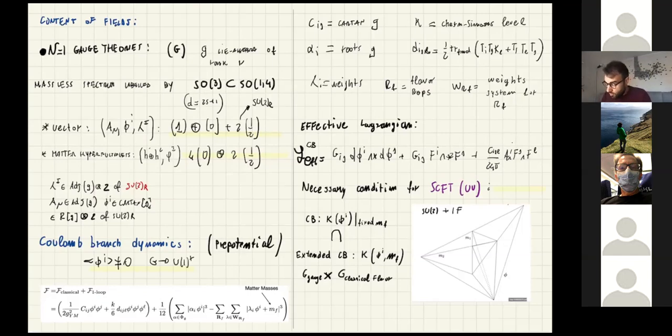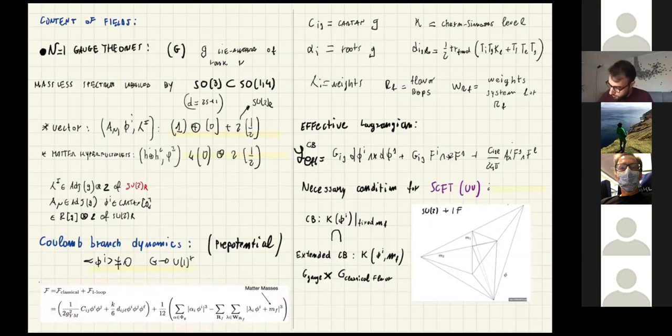And in this Coulomb branch, we have a quantity which is a real quantity, a real function of these VEVs, and it's called the prepotential. So this is the prepotential. And the prepotential, as Ethan said, is a cubic function of this phi in general.